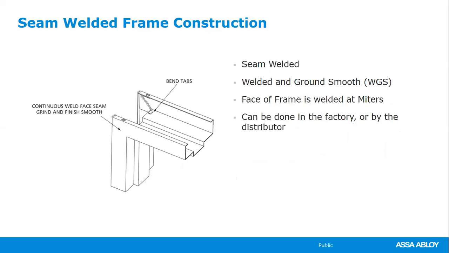So when we talk about the different types of welds on the frame, you have one here that is the seam welded, and you'll see it still has the tabs and the slots in there. But basically what we do is we weld the corners, and we grind it down, and then we prime paint it or dress it. Now this type of welding can be done at the factory, it can be done at the distributor, and if it really absolutely came down to it, it could be done in the field.